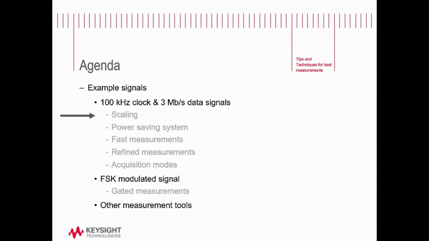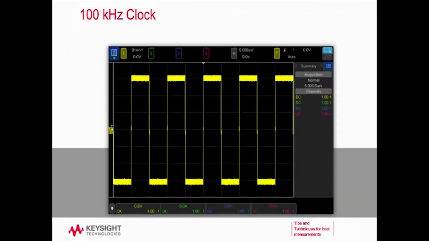So, to start things out, we're going to have a few example signals. We're going to look at a system, and it has a 100 kilohertz clock and a 3 megabit per second data signal. And then later in the day, we're going to look at a power saving measurement and an FSK modulated signal, and look at how we can make some measurements on those types of signals and go from making good measurements to great measurements.